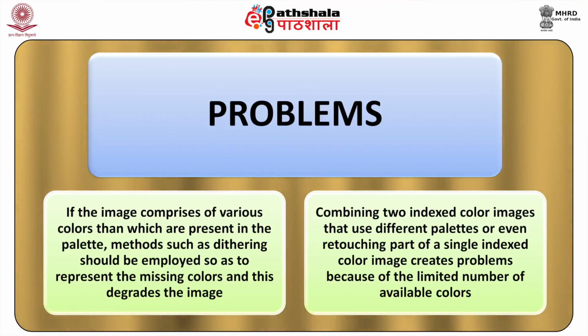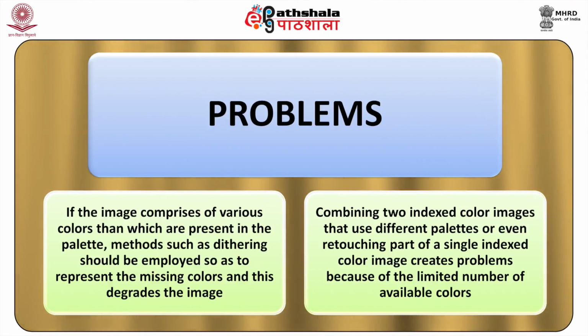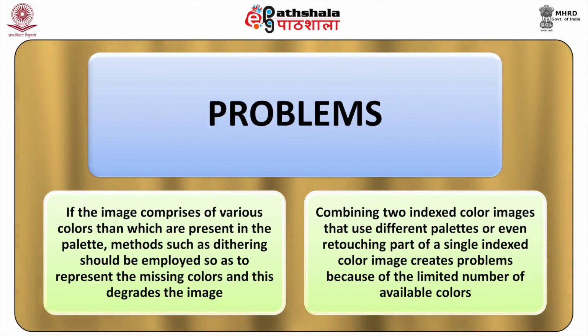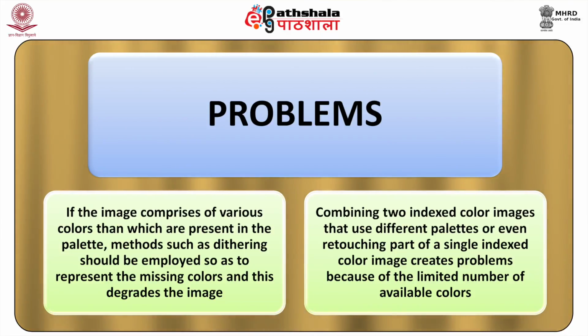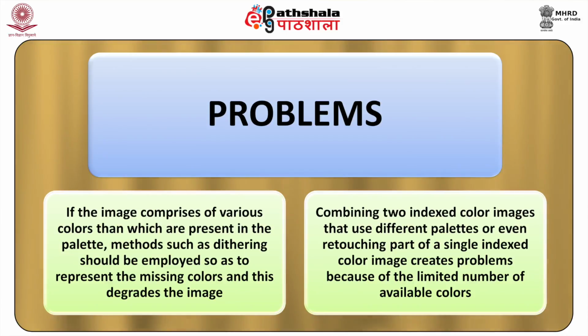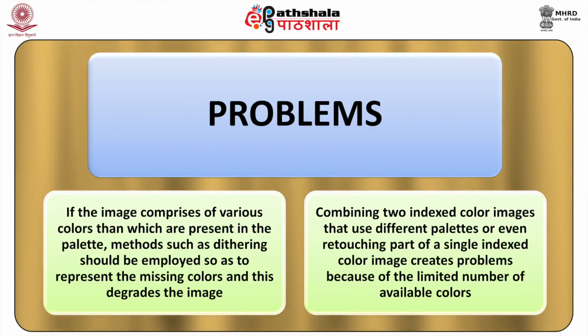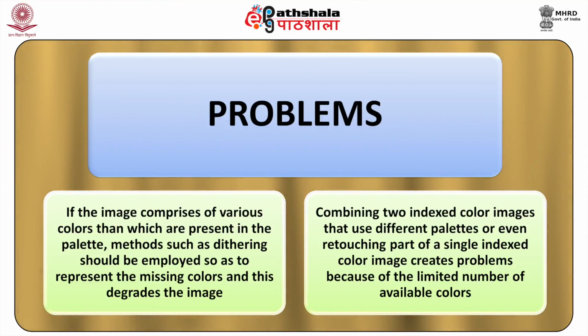There are several problems with using indexed color to represent photographic images. First, if the image comprises more colors than are present in the palette, methods such as dithering should be employed to represent the missing colors, and this degrades the image. Second, combining 2 indexed color images that use different palettes, or even retouching part of a single indexed color image, creates problems because of the limited number of available colors.